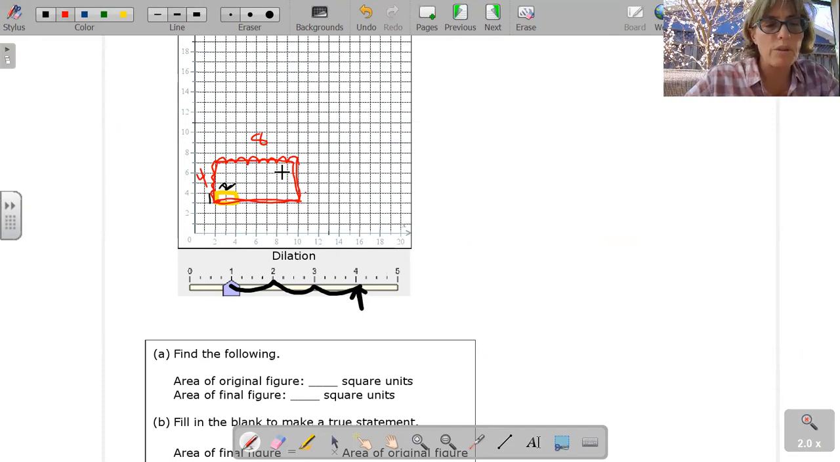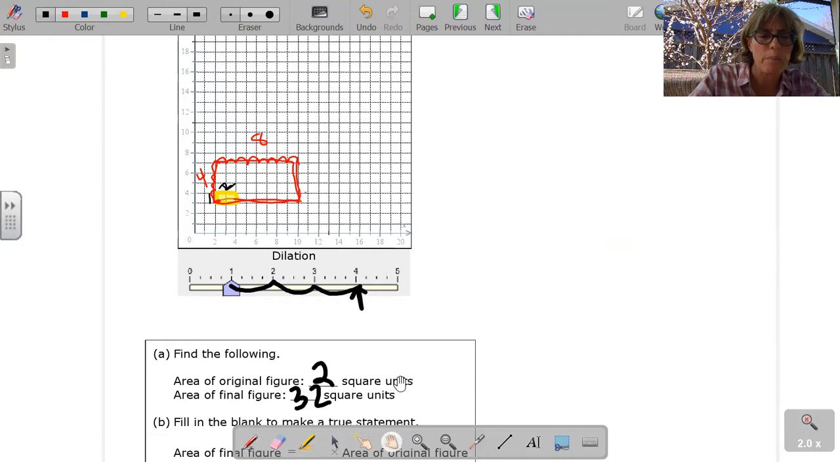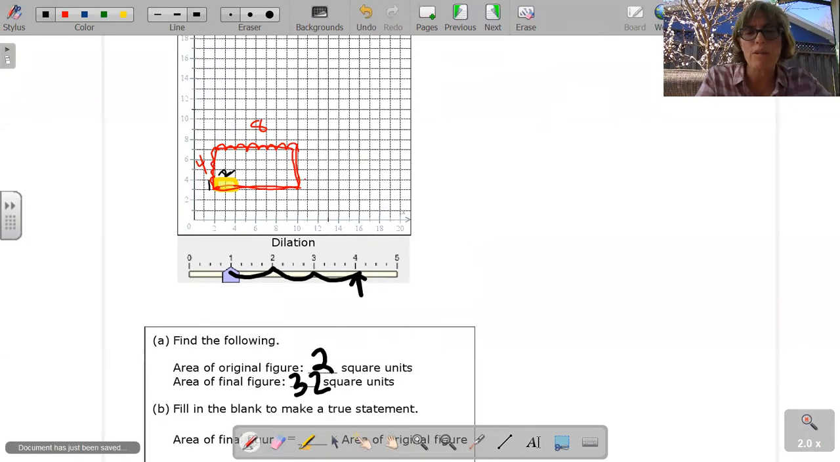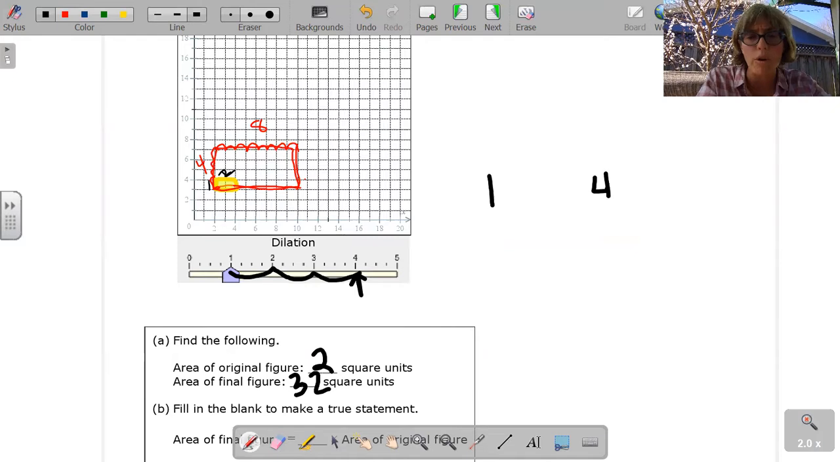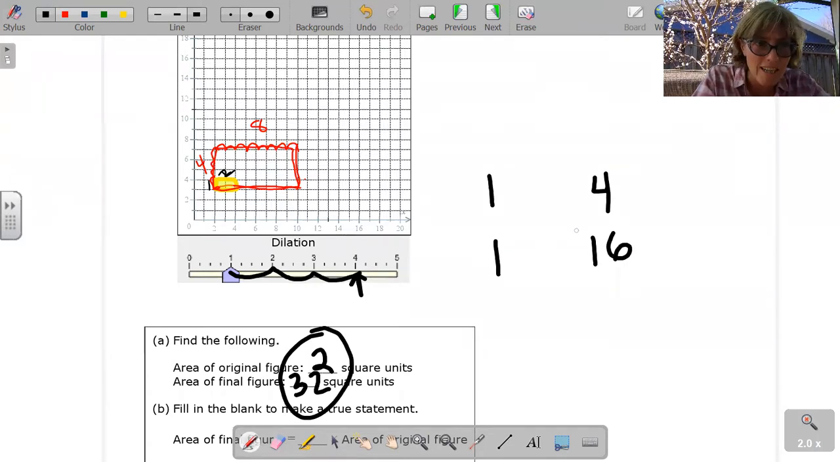And it says right here, the area of the original figure. That's only 2 boxes. So the area of the original is 2 square units. The area of the larger is 4 by 8, which is 32 square units. Make note of that. So the scale factor went from 1 to 4, but the area went from 1 to 16. This is what's going on here.